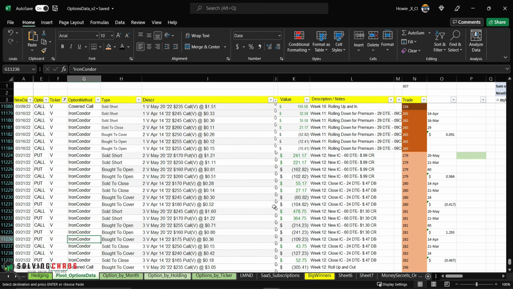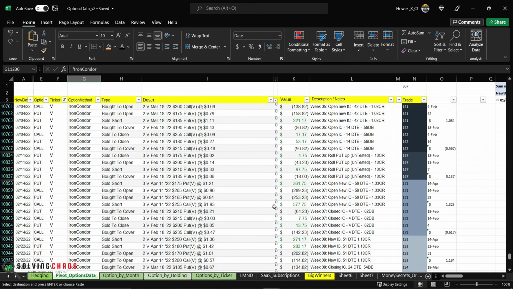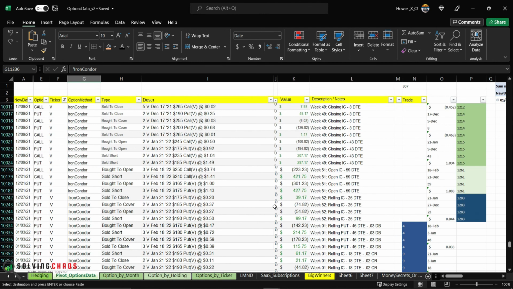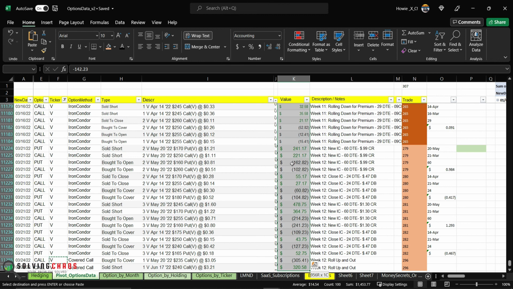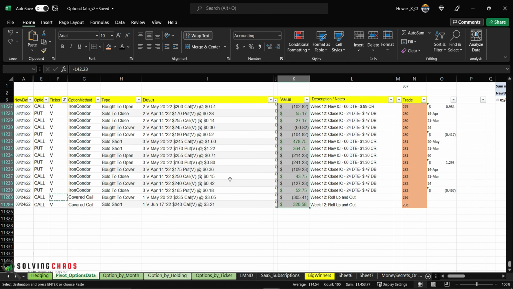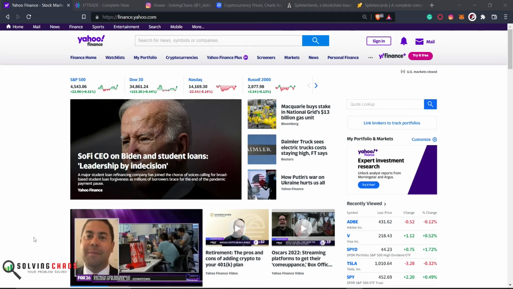And I'll show you what I mean. Let's just scroll all the way back up to the beginning of the year. So here you go. This is my beginning of the year right here for Visa. And let's just take a look at what I collected so far. $1,453 so far in Visa. So you can see why I'm playing that. In any case, overall, I'm pretty happy with where I'm going.